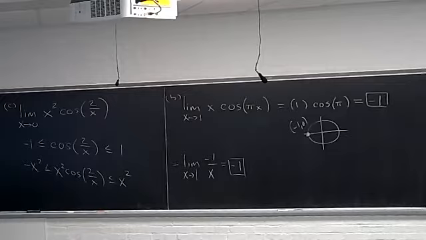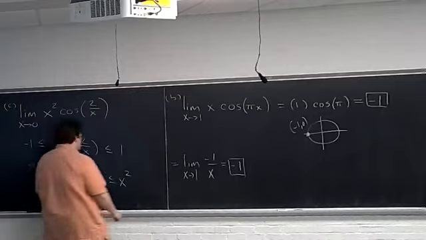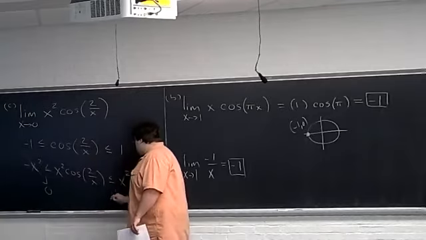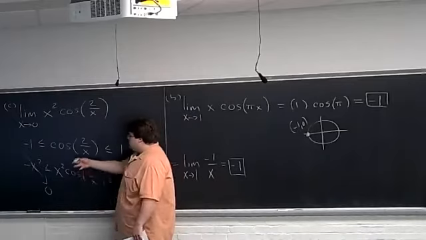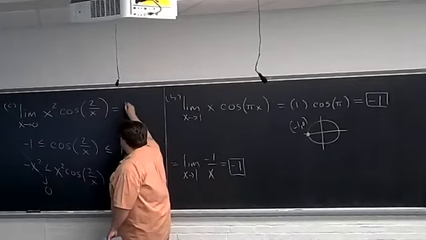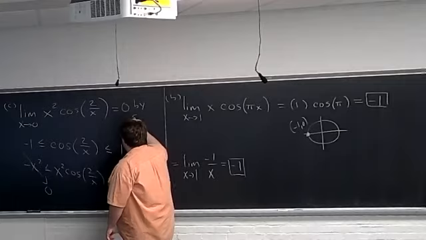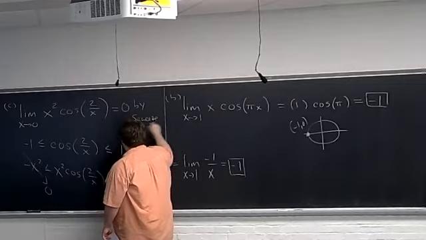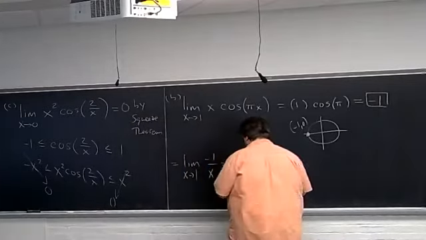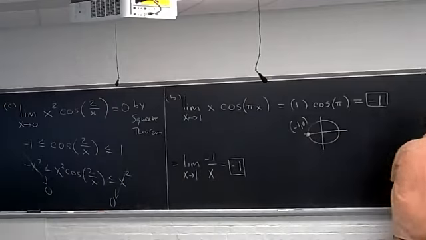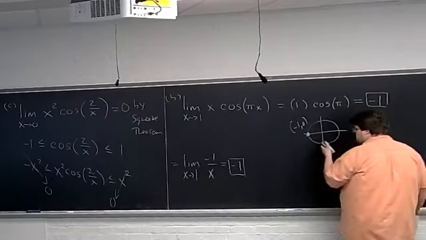We want the limit as x goes to 0 of that function. On this side, as x goes to 0, negative x squared goes to 0. On this side, as x goes to 0, x squared goes to 0. So what is in the middle will also go to 0, by squeeze. Since we applied the squeeze there, any questions about that?